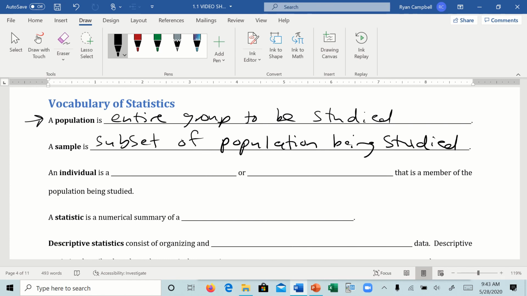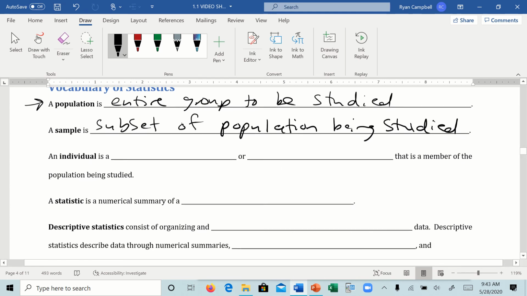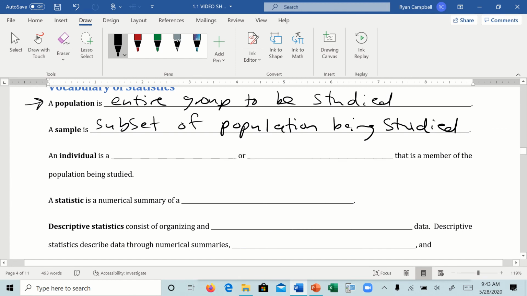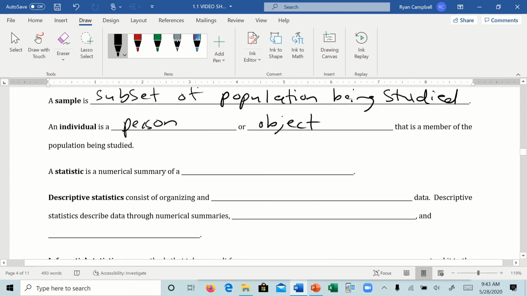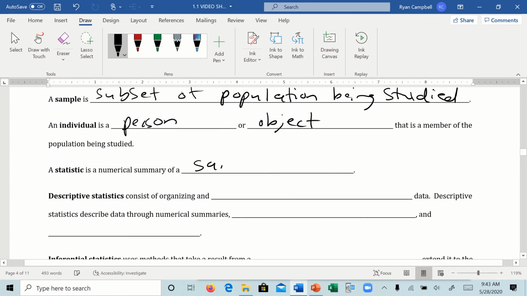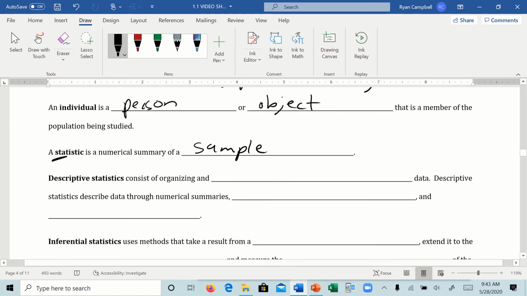And this is why this can get a little confusing, because typically the number in your sample is going to be the bottom number when we look at probability. But we can keep moving. We'll talk a little bit about that later. An individual is a person or an object, right? We talked about cars and humans. That is a member of the population being studied. A statistic is the numerical summary for a sample. So if you're looking at a statistic, that's going to be the numerical summary of samples. So this can be like probability, for instance. That can be a type of statistic.